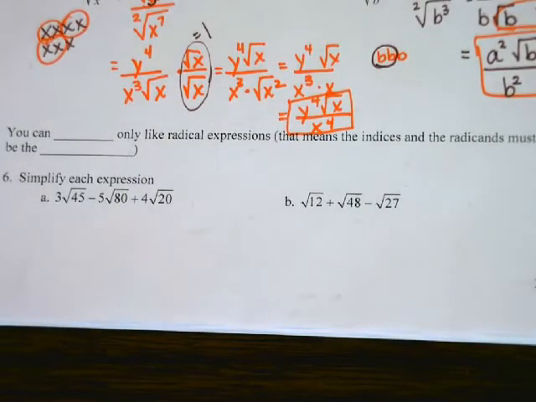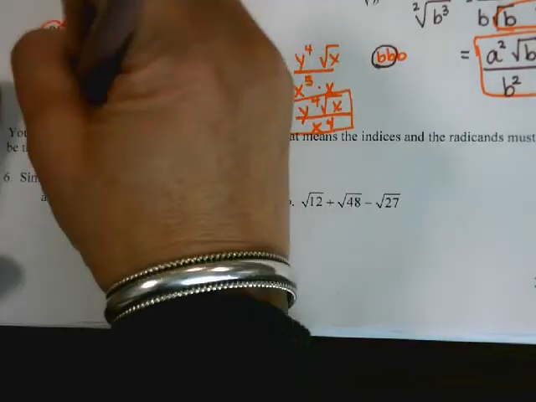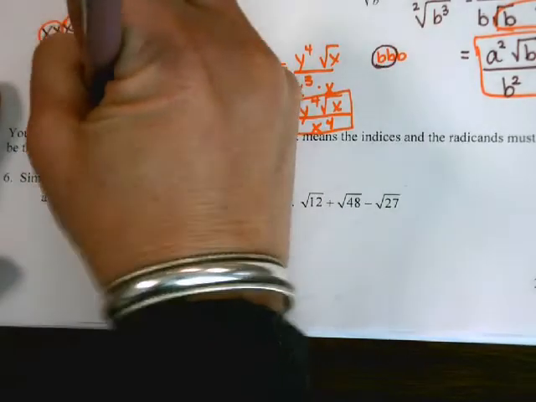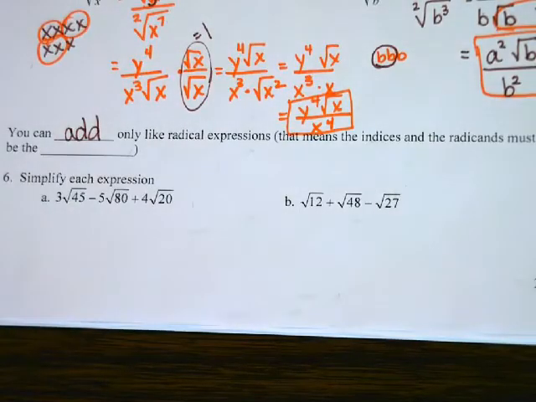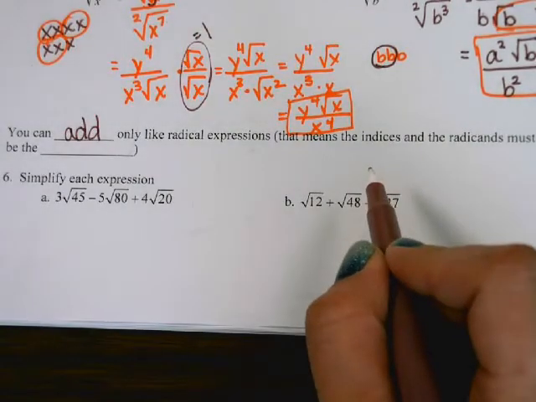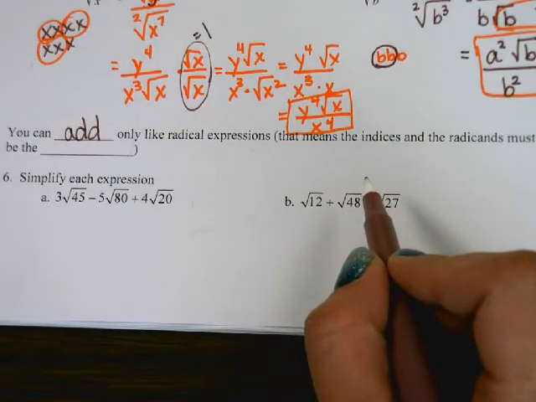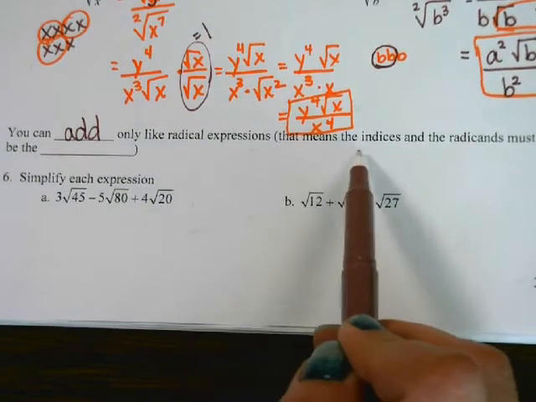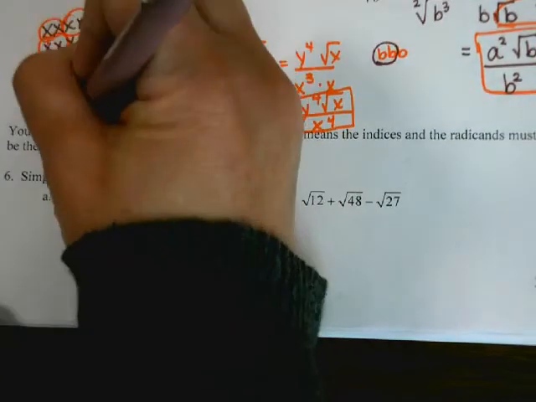You can add only like radical expressions. That means the indices, that's plural for index, indexes is, so the indices and the radicands must be the same.